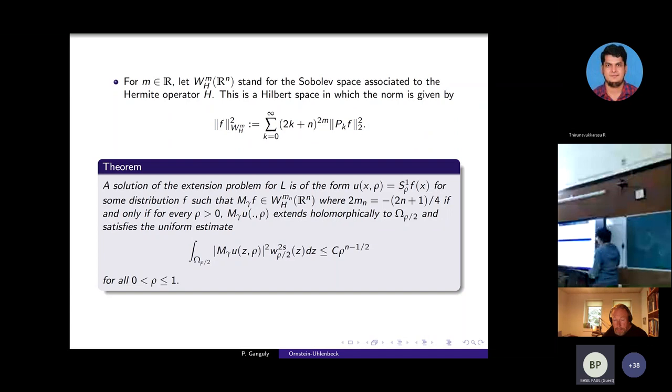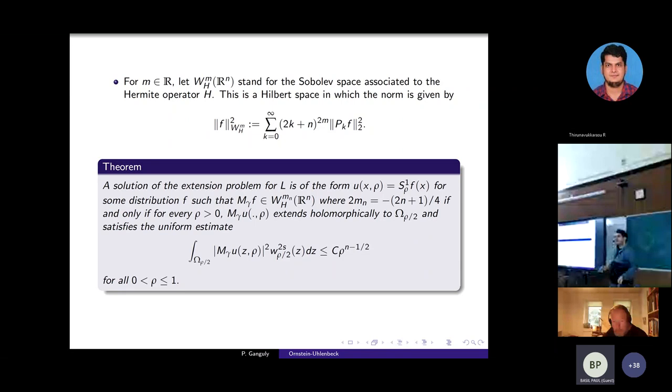And they satisfy this uniform estimate that is there in the weighted Bergman space. So this completes our characterization for the solution of the extension problem. Now we will use a particular solution of the extension problem to prove a trace Hardy inequality, and from there we will deduce a Hardy type inequality.